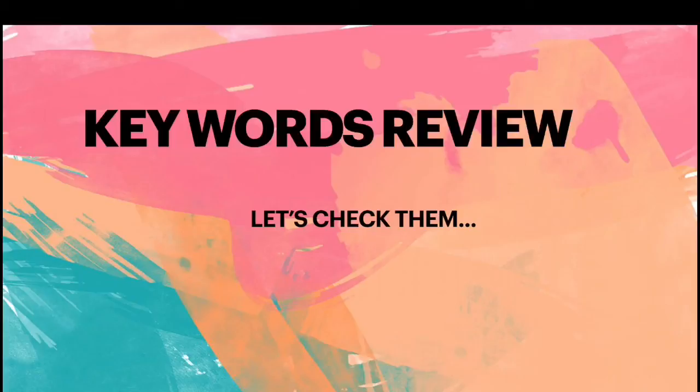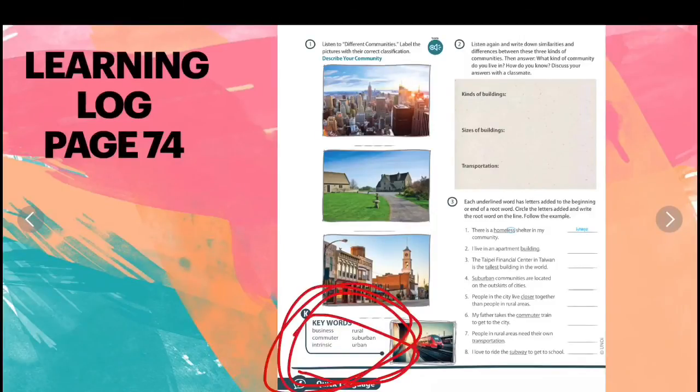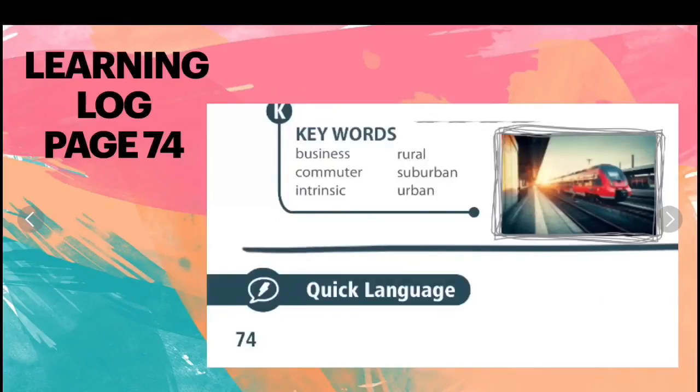Keywords review. It's time to check the keywords and analyze them. Now we're going to check the keywords from page 74. The keywords are located in the bottom part to your left hand, right here, okay? These are the keywords that we will analyze: business, commuter, intrinsic, rural, suburban, urban. Now these are the words, okay?